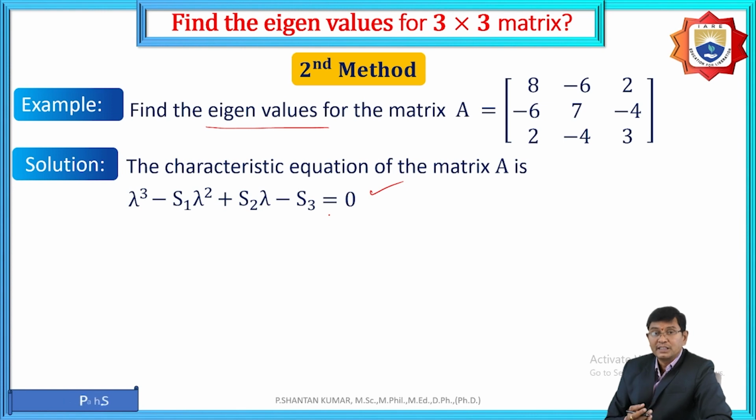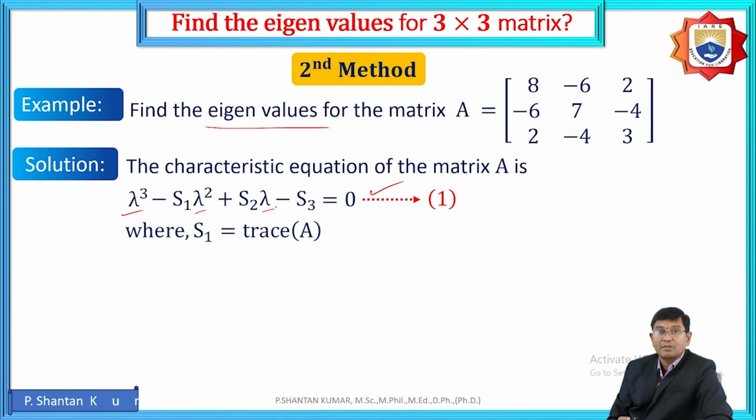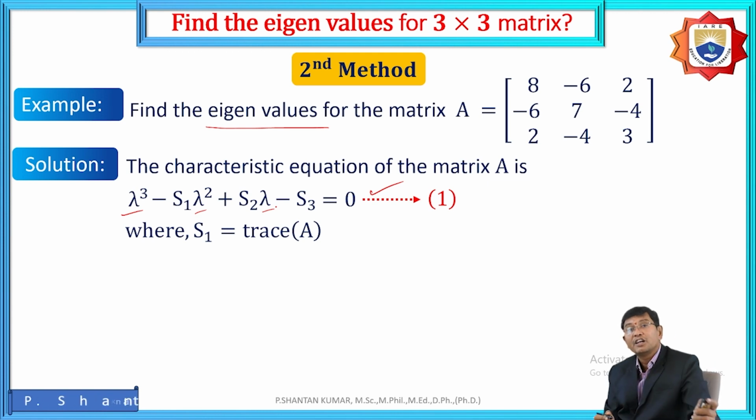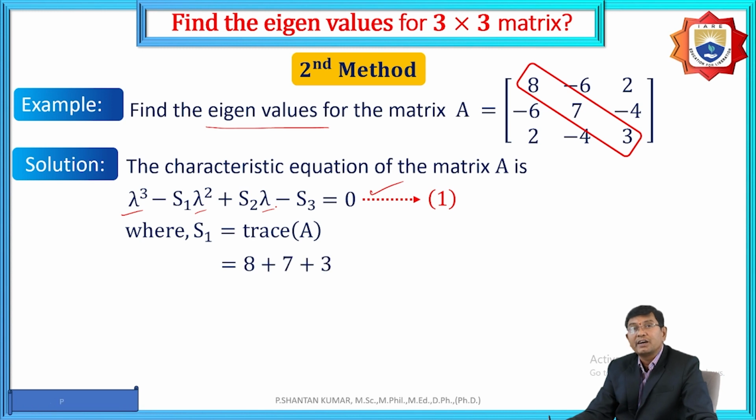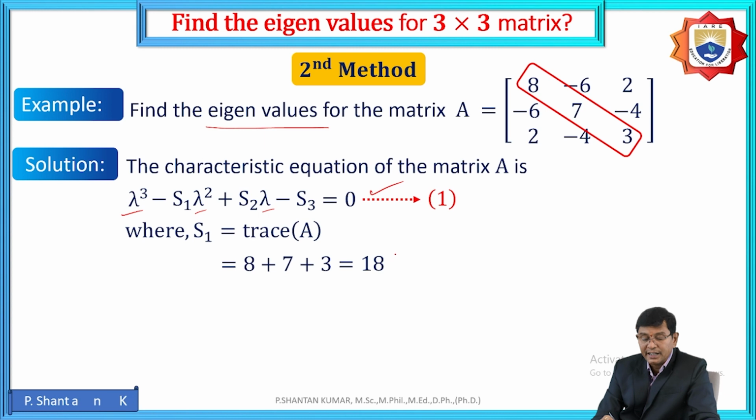Similarly to the previous example, here lambda represents the eigenvalues. We need to find out what s1 is. That s1 is the trace of the matrix. The trace of the matrix is nothing but the sum of the diagonal elements, that is, the sum of the principal diagonal. Here, the principal diagonal elements are 8, 7, and 3. That is the meaning of S1. Here, it is 18.